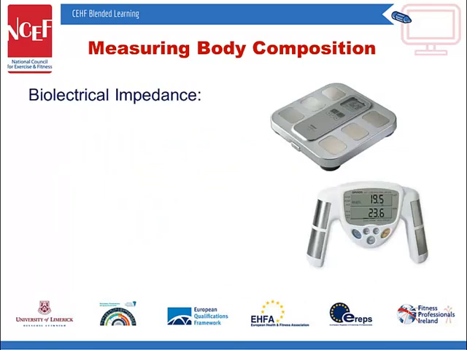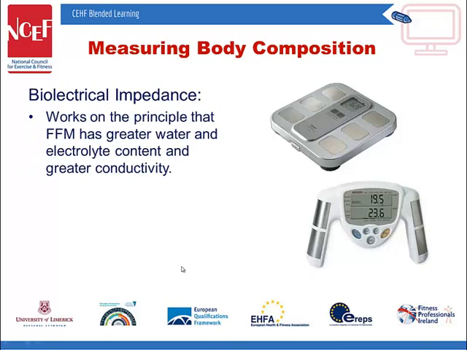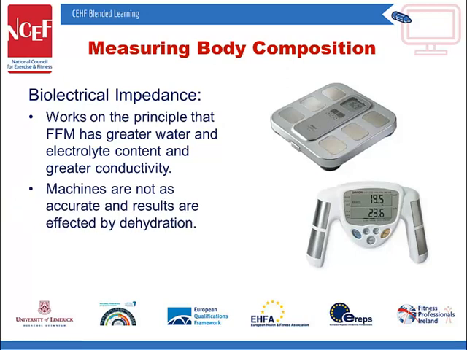Measuring body composition again can be done by bioelectrical impedance, and you will have seen some of these machines in gyms around the country, and it works on the principle that fat-free mass has a greater water and electrolyte content and greater conductivity. These machines are not as accurate as the other machines that we've looked at previously, and the results are affected by dehydration.